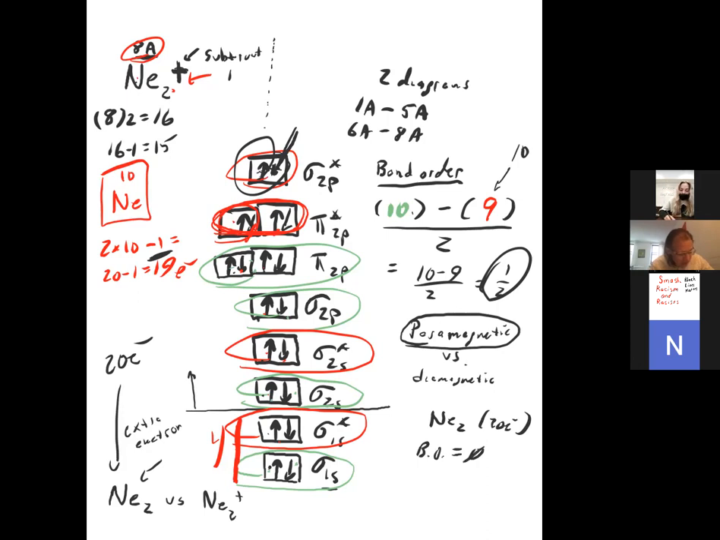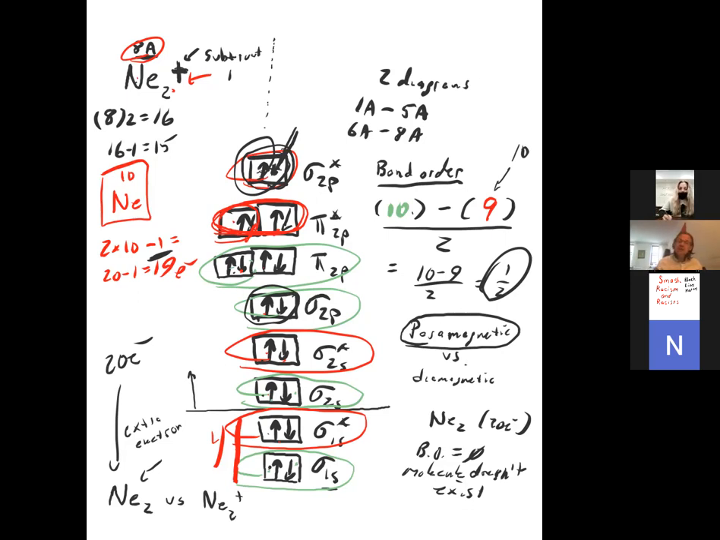So the molecule doesn't exist. It's unstable. At least it's not any more stable than the individual atoms. And that's because it would have just as many antibonding electrons as it has bonding electrons. So what do we know about noble gases? Ne2 doesn't actually exist in nature.